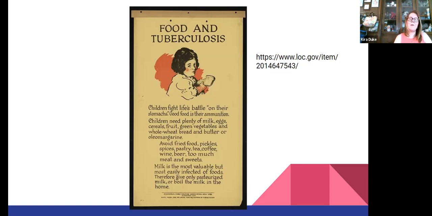And then the other thing that you might want to bring up, of course, is what they're saying here about milk. Milk is valuable, but it's easily infected. And so you might talk about why that is. What was the process of procuring milk, storing milk, and how people purchased it? Understanding that process is going to be something very different than what our students are used to now.